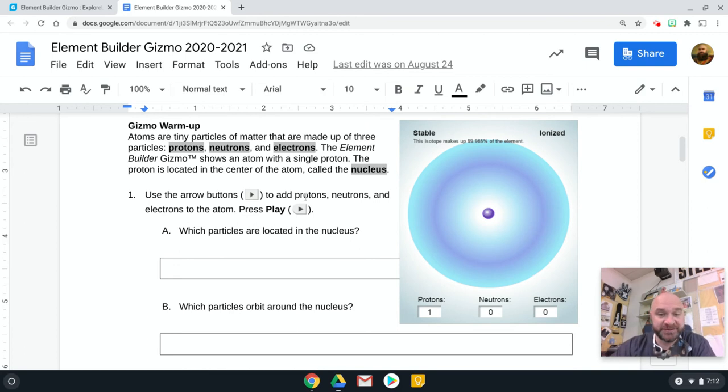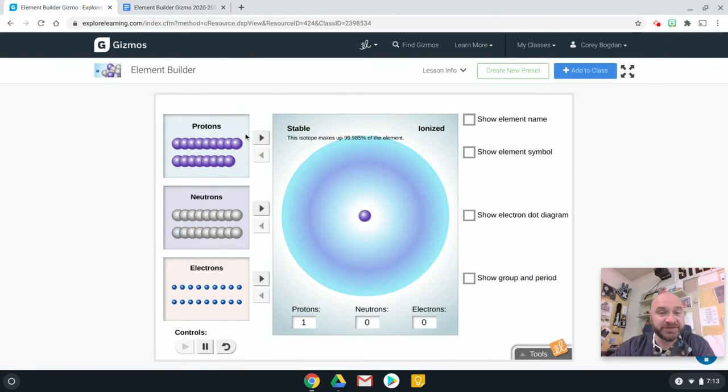So use the arrow buttons to add protons, neutrons, and electrons to the atom. Press play. And then we are supposed to notice which particles are located in the nucleus. So here's protons. Here's my arrows. It looks to me like protons are being added to this center of the atom, the nucleus. So let's get rid of protons. Okay. Neutrons. Well, they are going to the center of the atom as well, the nucleus. So it looks like protons and neutrons are in the nucleus. Electrons, well, they're not in the nucleus. They're doing this whole orbit thing that drives me nuts. All right, so let's get rid of those.